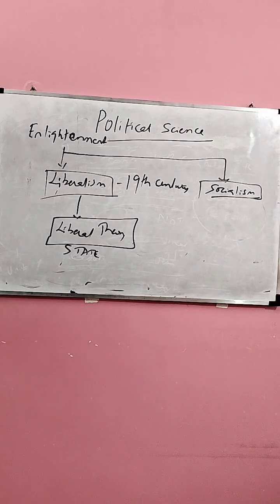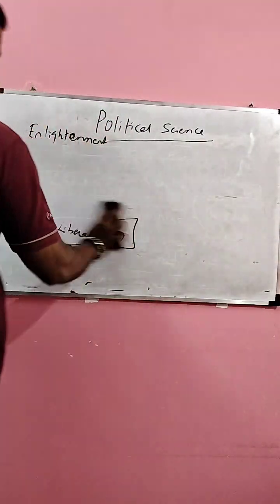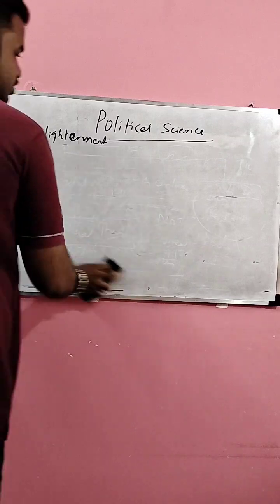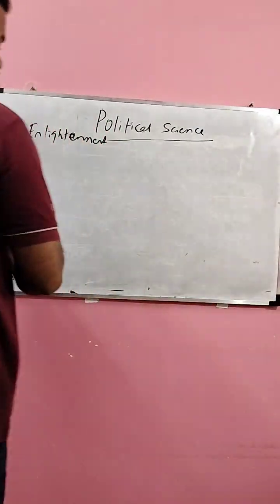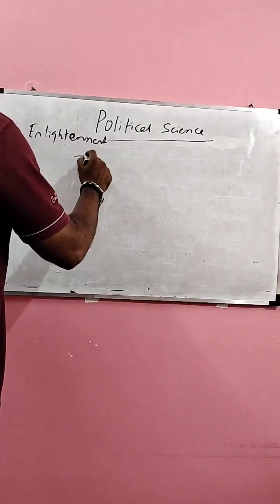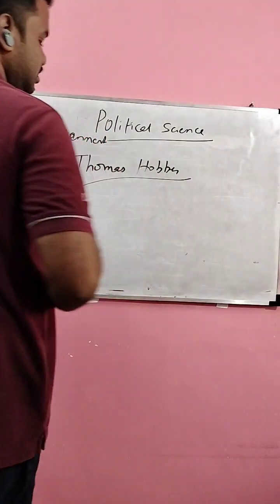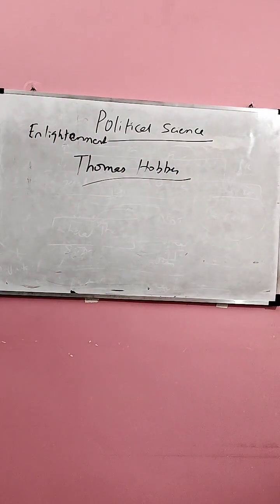Now liberalism and liberal states did not suddenly emerge in 19th century. Many scholars, political philosophers contributed to liberalism as well as liberal theory many centuries ago. One very important scholar was Thomas Hobbes, English scholar. English scholars and French scholars mainly contributed to liberalism. Thomas Hobbes was a major scholar who opened the gates of liberalism.